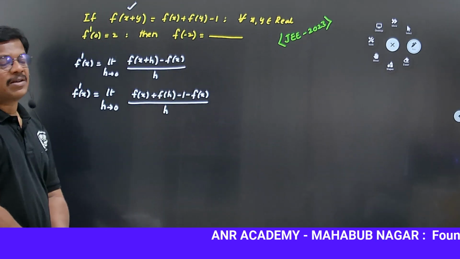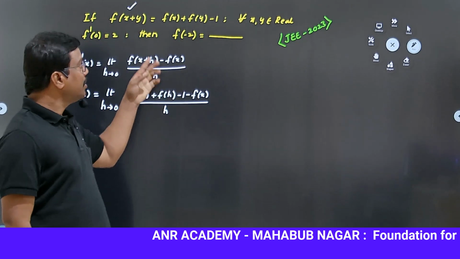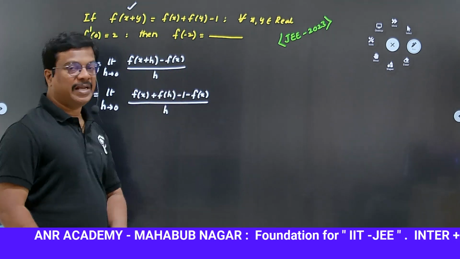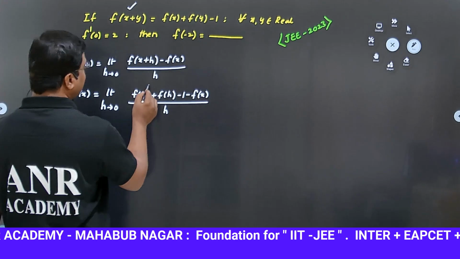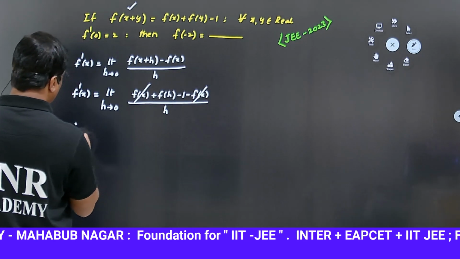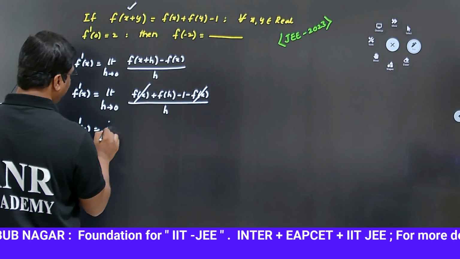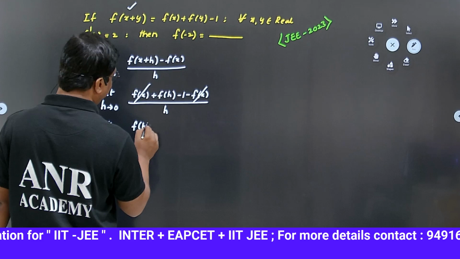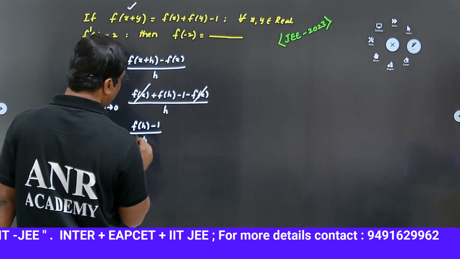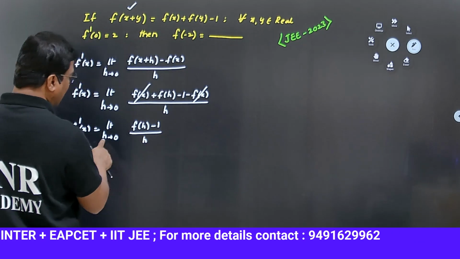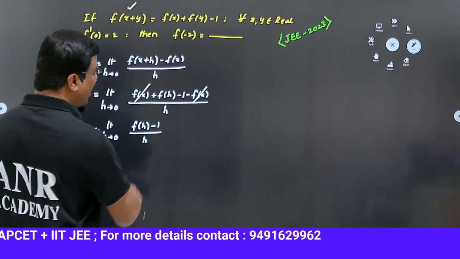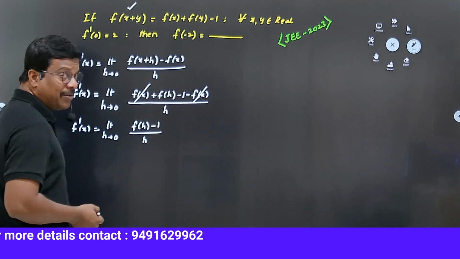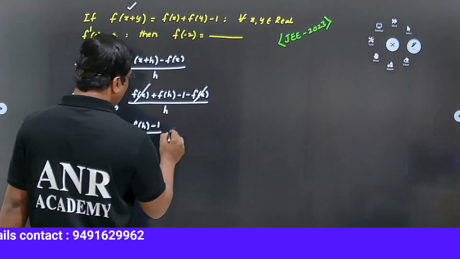Just in place of y, you have h here, so that f of x plus h is written as f of x plus f of h minus 1, and remaining minus f of x. Here f of x gets cancelled. Therefore, f dash of x becomes limit h tends to 0 of f of h minus 1, whole divided by h. As h tends to 0, the denominator becomes 0, so f dash x is not defined. I am going to use L'Hopital's rule.